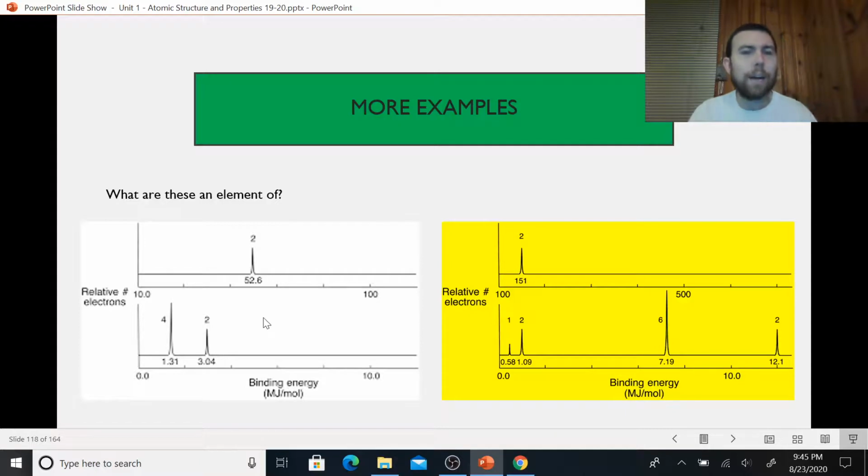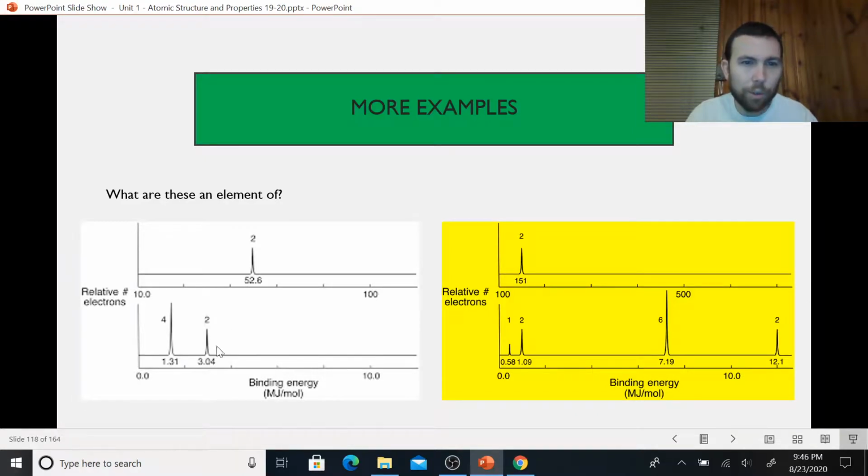Well, something that I'm going to do is look for my highest energy peaks first, because if I find those highest energy peaks, I know where my core electrons are starting. I know where my closest electrons are, which is going to give me my 1s sublevel. So this peak right here at 52.6 megajoules per mole, that's going to correspond to the 1s sublevel of this particular substance, oxygen.